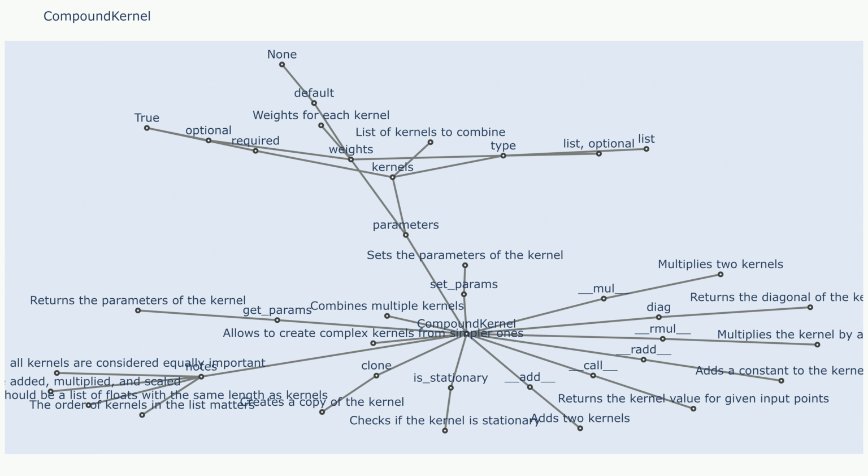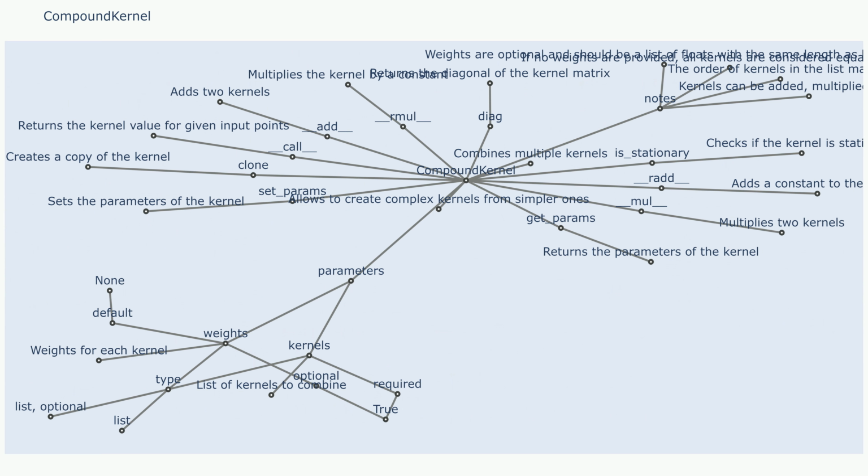2. Flexibility and control. CompoundKernel allows you to define a hierarchical structure of kernels, creating complex combinations. You can easily adjust the weights of individual kernels to fine-tune the model's behavior. You can use different types of kernels within the compound structure, enabling you to model a wide range of relationships.